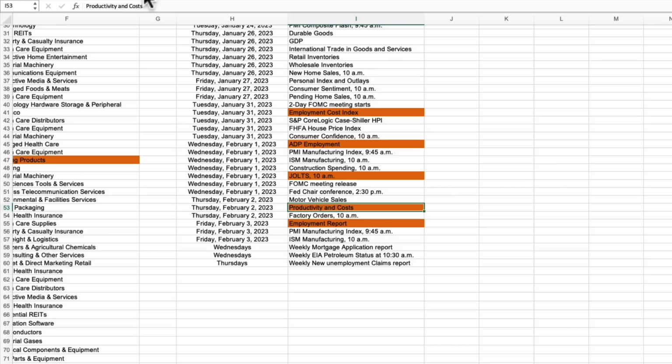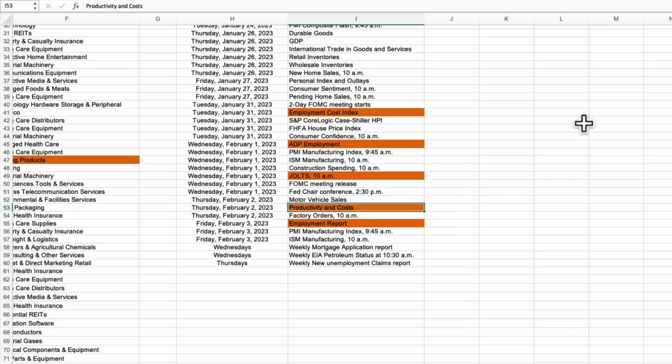I don't know if it's going to have the same impact as the employment cost index, because once we get to productivity and costs, if you have the employment cost index, you can almost figure out what productivity and costs are going to look like, because if you have output and you have wages, you can pretty much get to those calculations on your own. So I'm not sure there's going to be anything incrementally new in this report, but there it is.